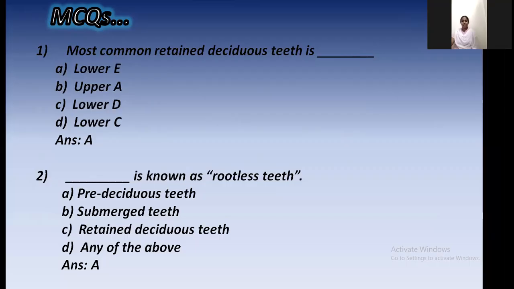Second question, dash is also known as rootless teeth. Option A, pre-deciduous teeth, option B, submerged teeth, option C, retained deciduous teeth, and option D, any of the above. Answer is option A, pre-deciduous teeth is also known as rootless teeth or natal teeth.